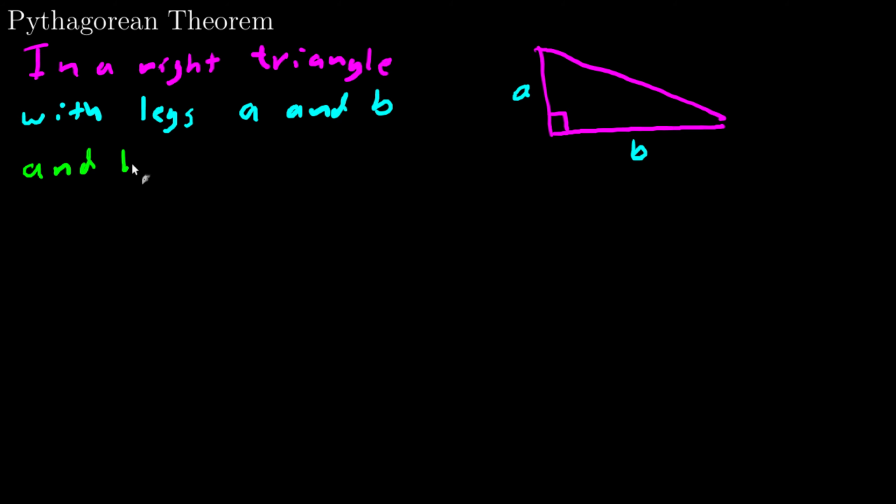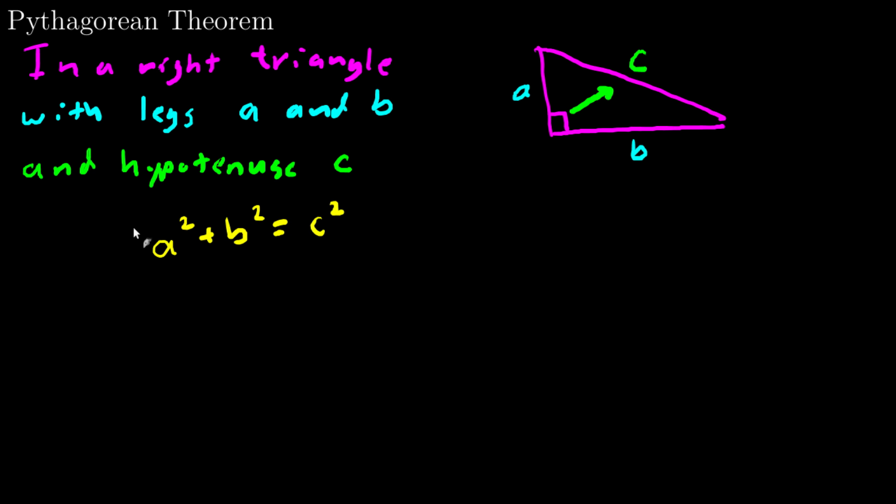And hypotenuse C. So the hypotenuse, that is the longest side in the right triangle. It is also the side that is across from the right angle. So in this situation, right triangle, the legs are A and B, hypotenuse is C, we get the equation A squared plus B squared equals C squared.